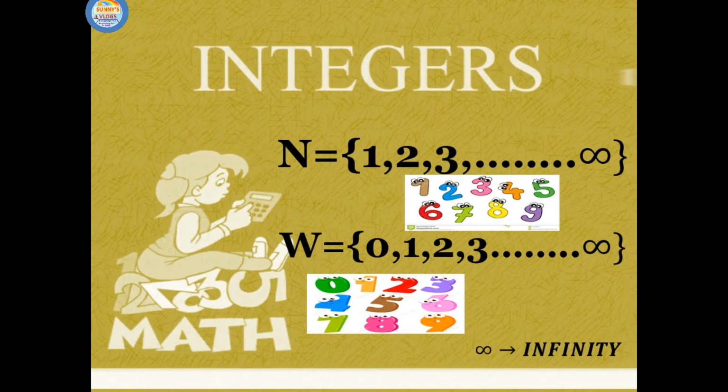Natural numbers are represented by the letter N. Then, what are whole numbers? The natural numbers, including 0, are called whole numbers. Whole numbers are represented by the letter W.